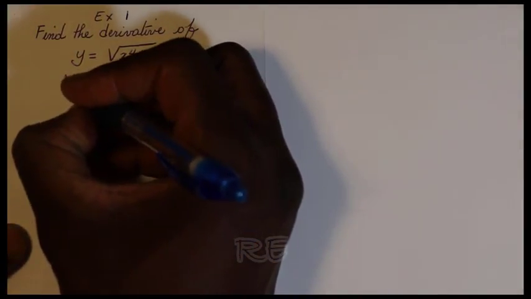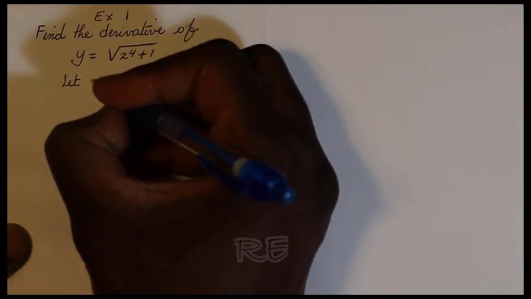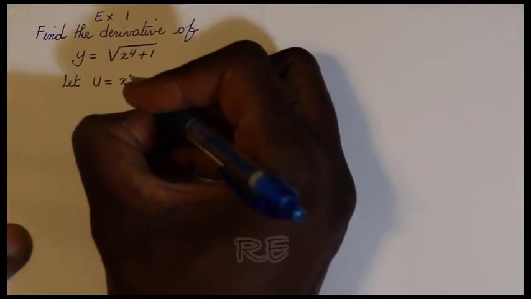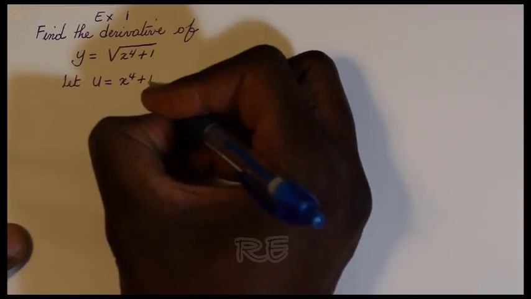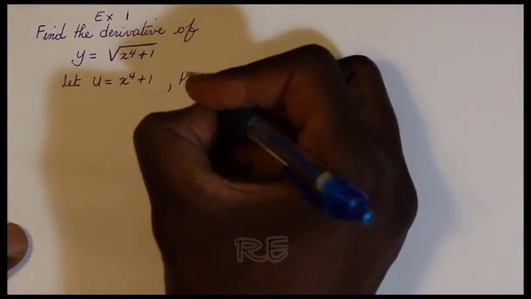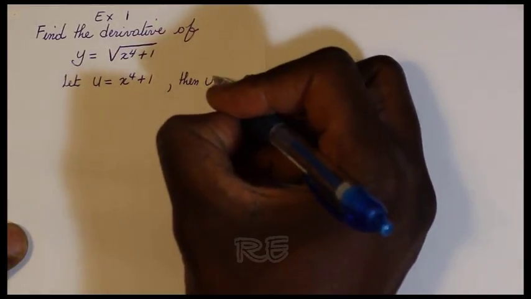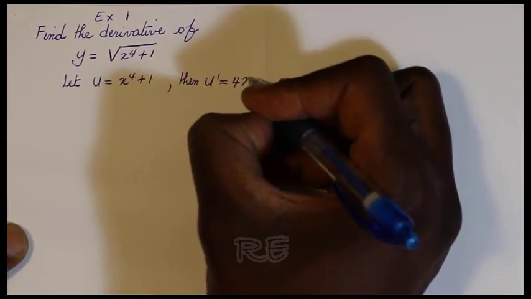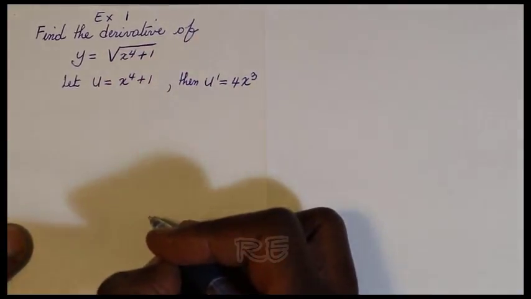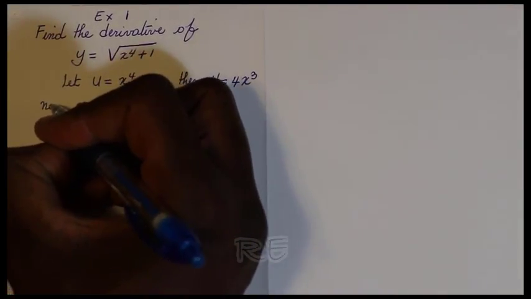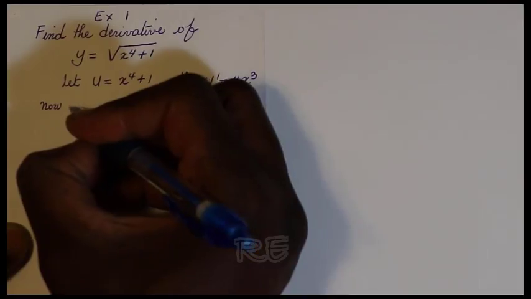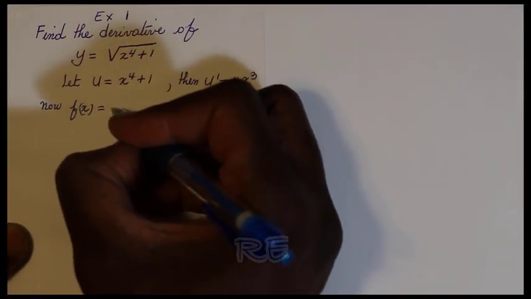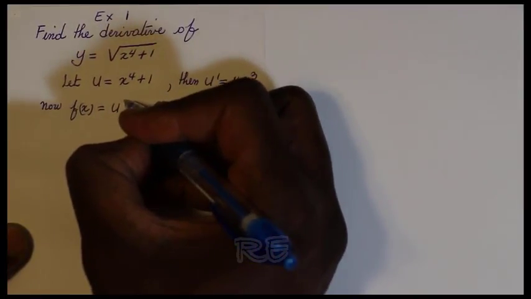Find the derivative of y is equal to the square root of x to the fourth plus 1. We're going to let u equal x to the fourth plus 1. Therefore, u prime will be 4x to the third. Now, f of x will be u to the 1/2.